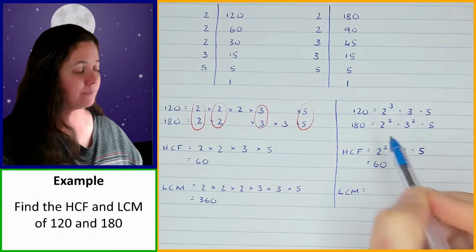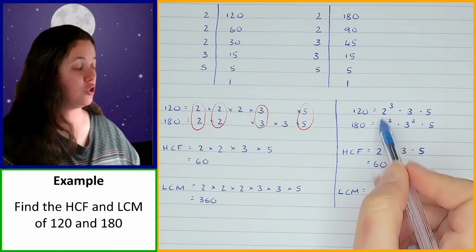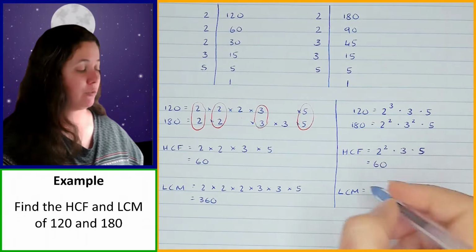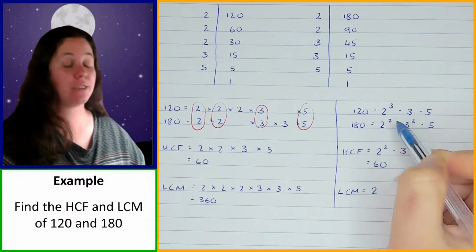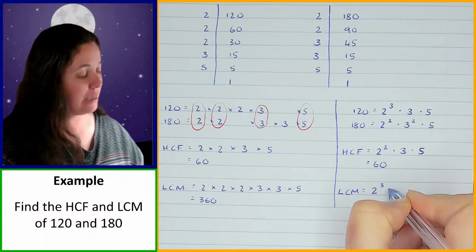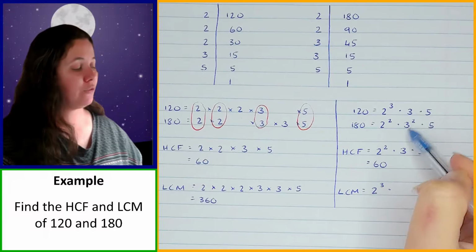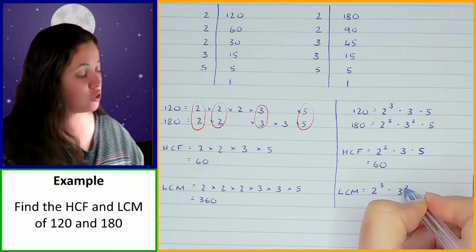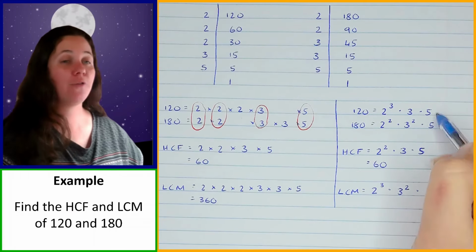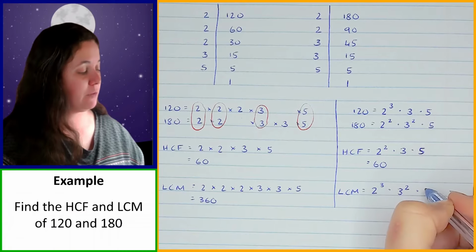Okay, so over here, the first one I've got is my 2's. Now I'm going to take the highest exponent. So it's going to be 2 to the power of, the higher exponent over here is the 3. So it's going to be 2 to the power of 3 times, over here with the 3's, the highest exponent is 2. So it's going to be 3 to the power of 2 times the 5. They're the same, so it just is going to be 5.